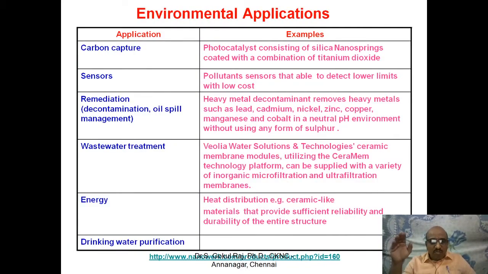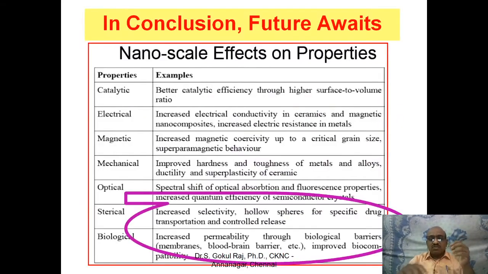For environmental application, we can have carbon capture. So I have highlighted a few of the areas where I can suggest a few of them. For example, photocatalyst, and we have sensors. You see that we can have heavy metal contamination removal, water treatment, and energy. When we consider energy, we have semiconducting technology where we can produce enormous energy. Now we have solar technology. Solar technology efficiency was around 12 to 15%, but in recent years it has increased to 15%.